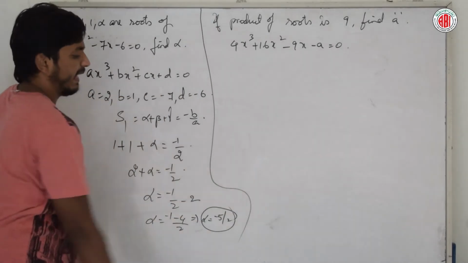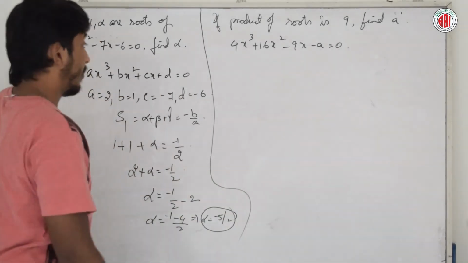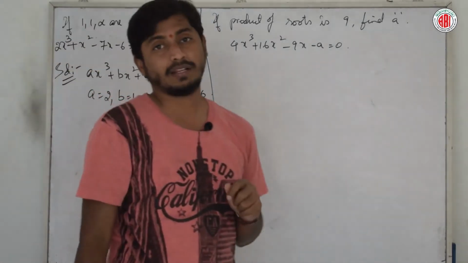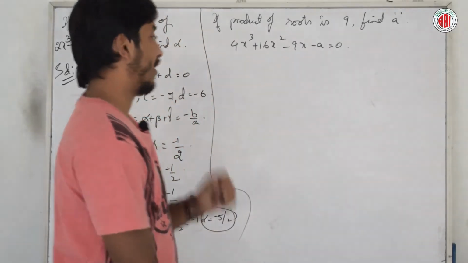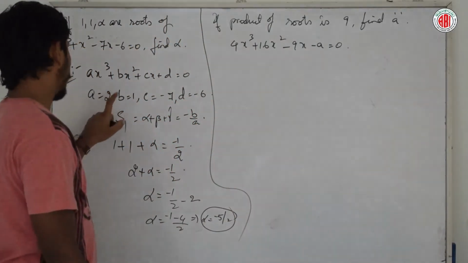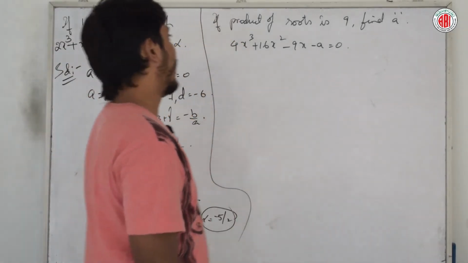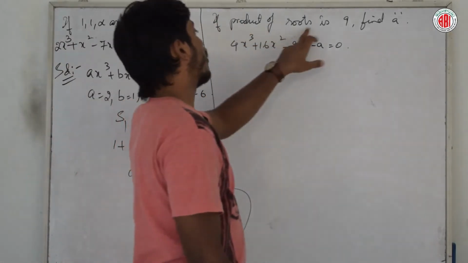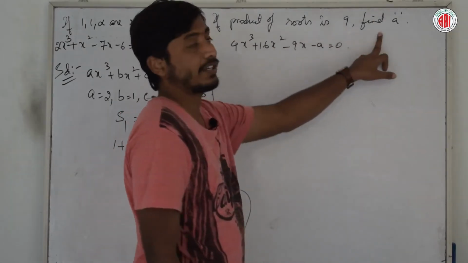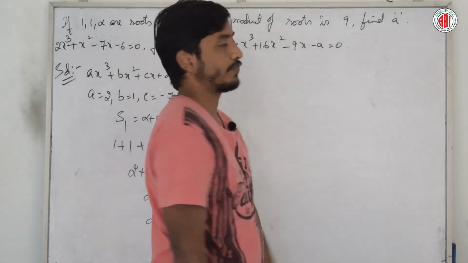Right? Anything else to remember here? Any difficulty in remembering? No, right? So simply we have to remember the sum of the roots or else the product. Right? Fine. Look at the next question. The product of roots is 9. Then he is asking us to find a for this equation.